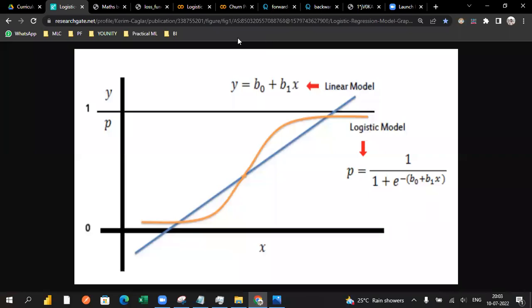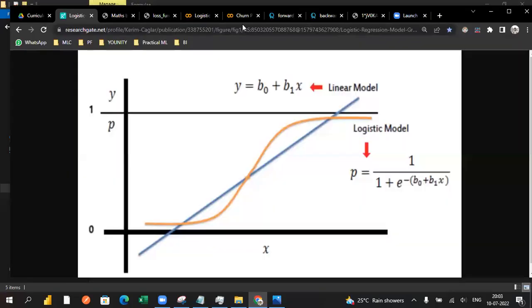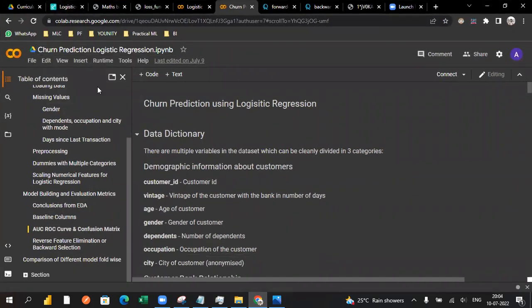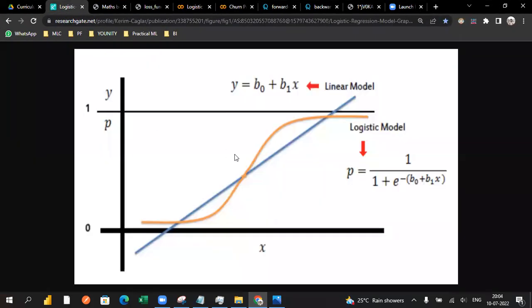We have also seen some projects related to churn prediction, right? A project related to churn prediction using logistic regression. So let's go and understand logistic regression, then we're going to decide the details about our project.